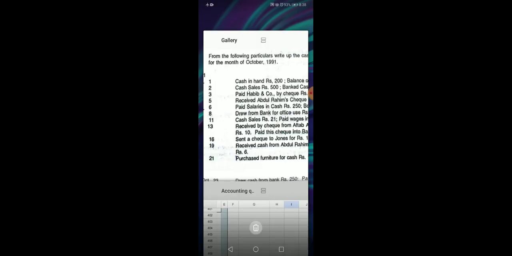So hopefully you have understood that the rule is very simple. If in the journal cash is debit, you will post on the debit side. So debit to debit, credit to credit. Now let's see what these transactions are about.